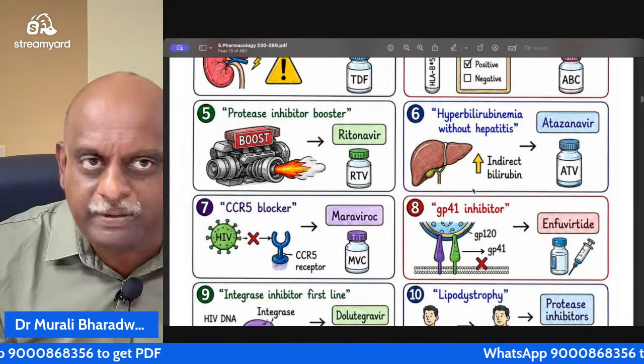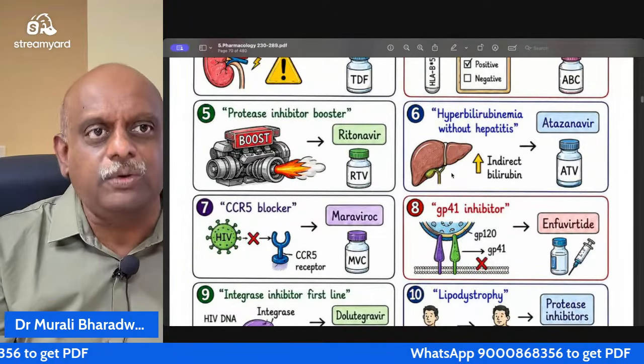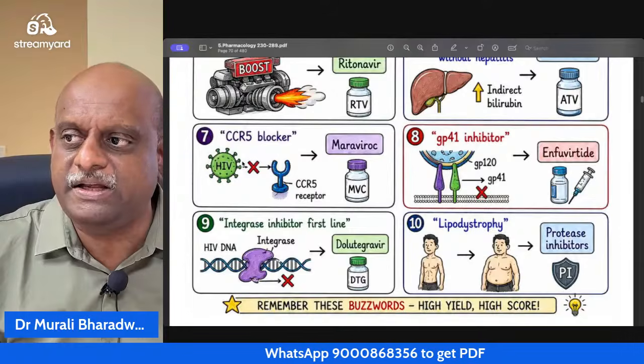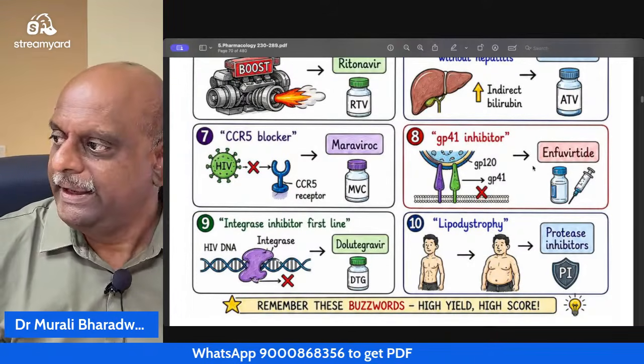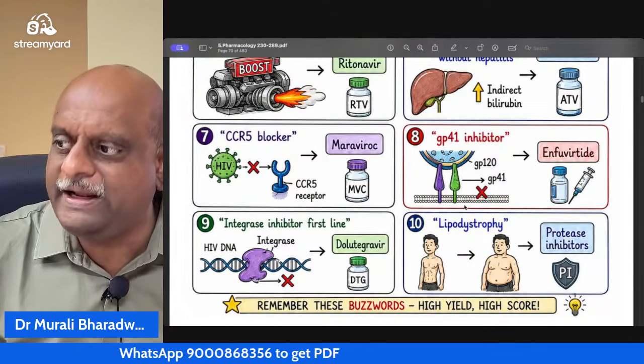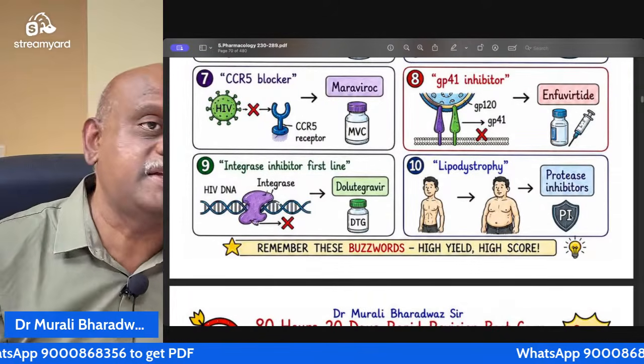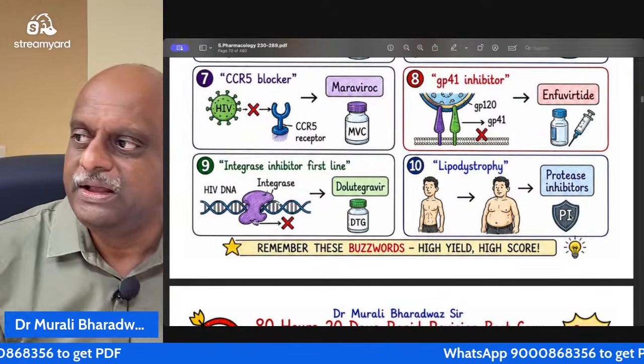Atazanavir is hyperbilirubinemia without hepatitis. Maraviroc is CCR5 receptor blocker. Enfortumab is JP41 inhibitor. And lipodystrophy is seen in protease inhibitors.